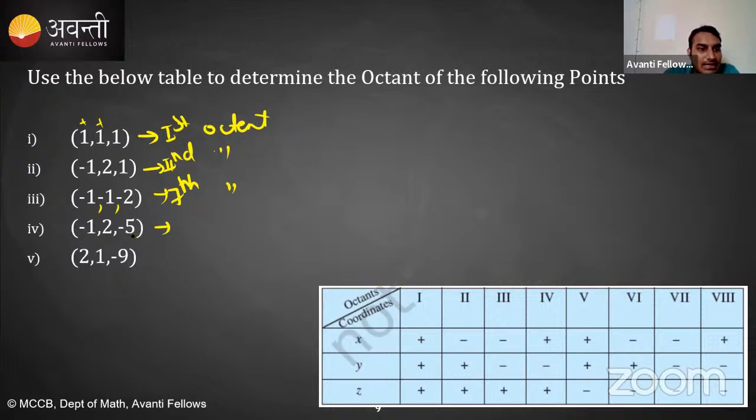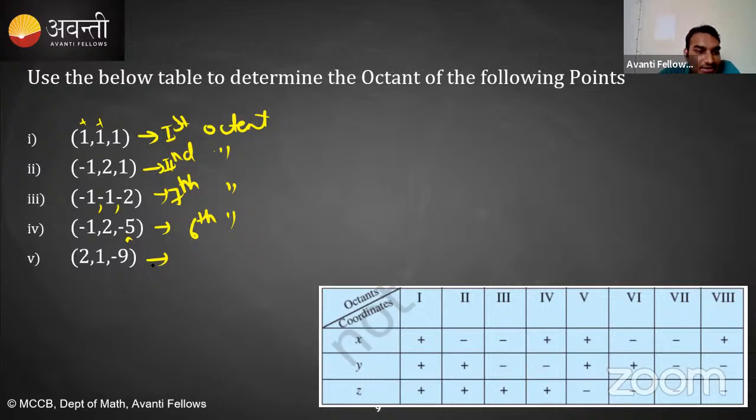See, the fourth one, again Z is negative. Z negative means either 5th, 6th, 7th or 8th octant. That is clear. Now X is negative, Y is positive, which happens in the second quadrant, right? Below the second quadrant we have the 6th quadrant. So it means this point is located in the 6th octant.